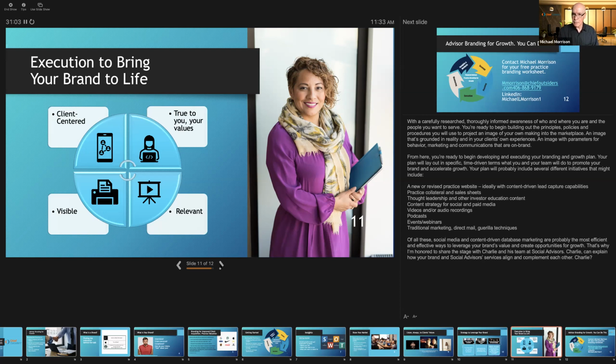Your plan will lay out in specific time-driven terms what you and your team will do to promote the brand and accelerate growth. Your plan will probably include several different initiatives that might include a new or updated practice website. Ideally, your website will have content-driven lead capture capabilities, maybe new practice collateral and sales sheets. You'll start thinking about the content that you can develop to help make your market smarter, more financially secure. And that might come in the form of thought leadership or other investor education or entertainment content.